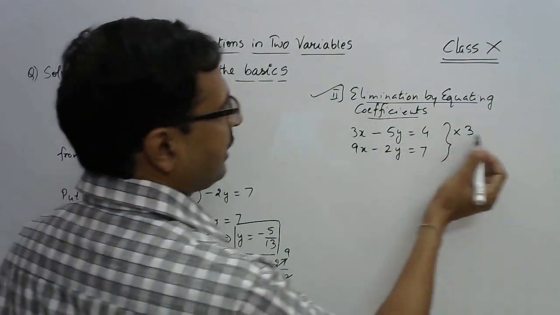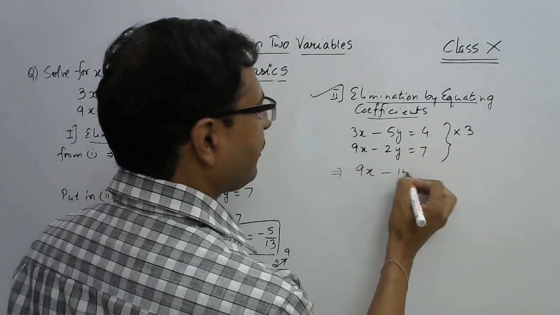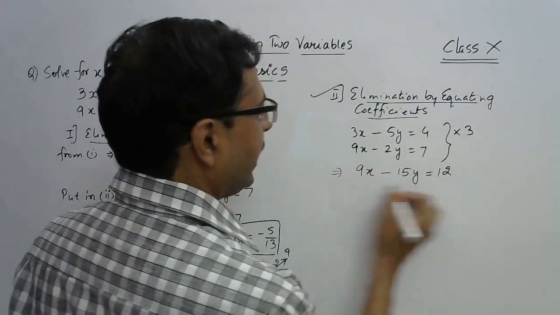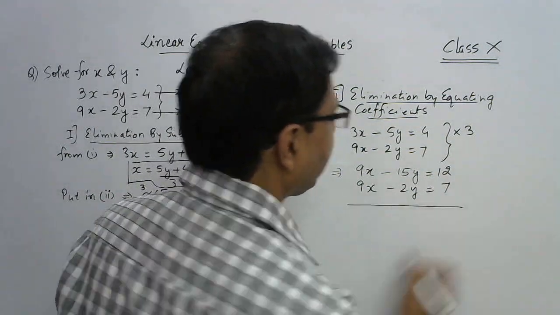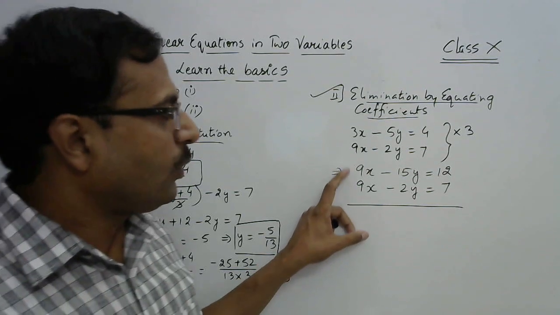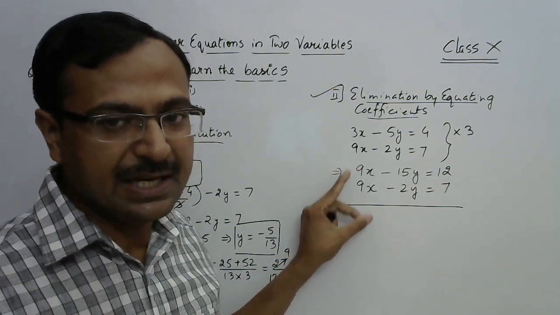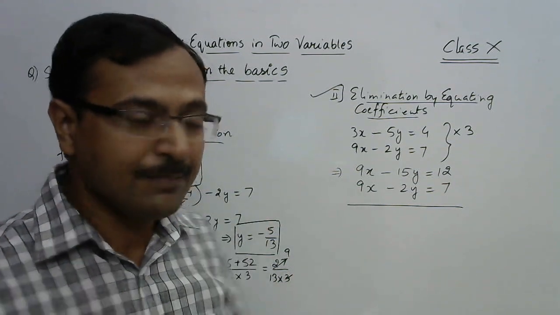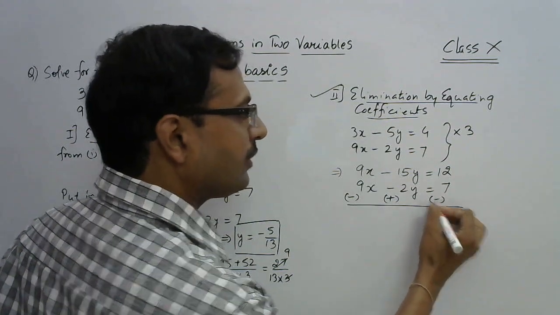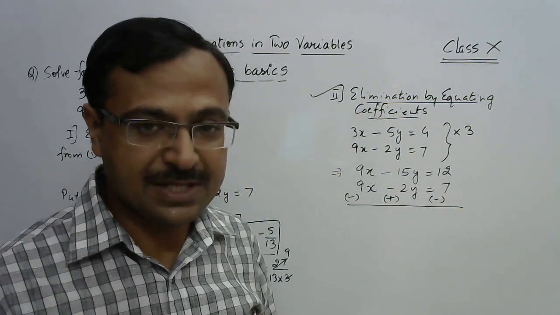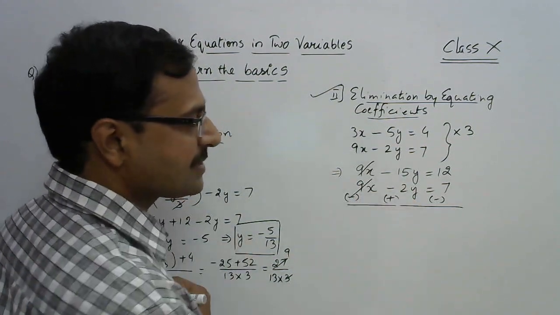So I am multiplying the first equation by 3. The first equation becomes 9x minus 15y equal to 12. And the second equation is obviously 9x minus 2y equal to 7. Now you observe that the coefficients are exactly the same and the sign is also the same: plus 9 and plus 9. So whenever the sign is the same, change the sign of all the terms of the second equation. That means we are subtracting the two equations. And now 9x minus 9x gets cancelled.